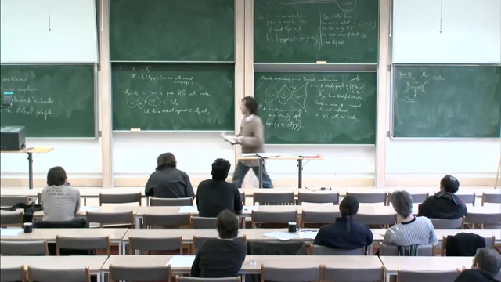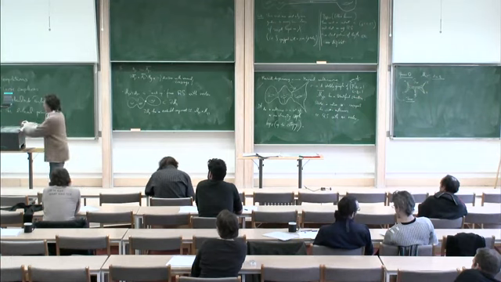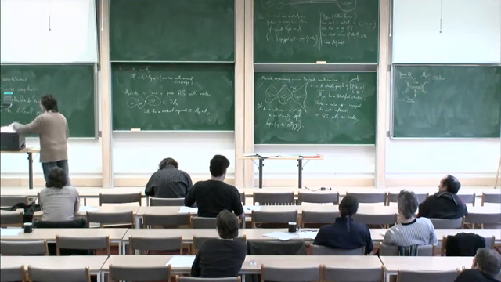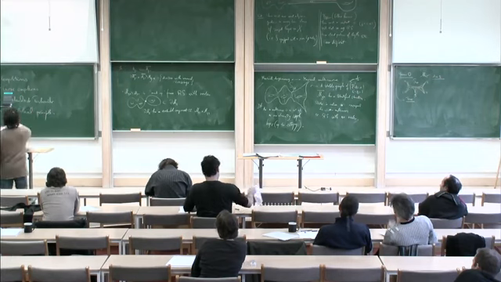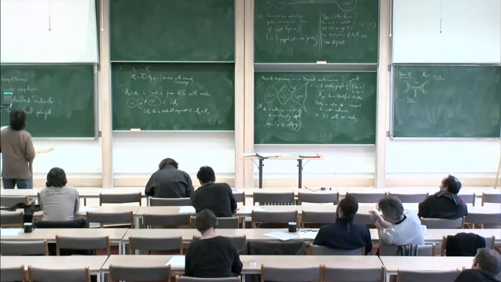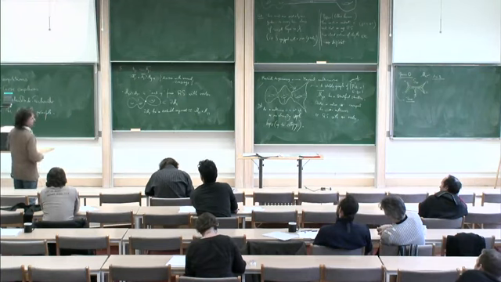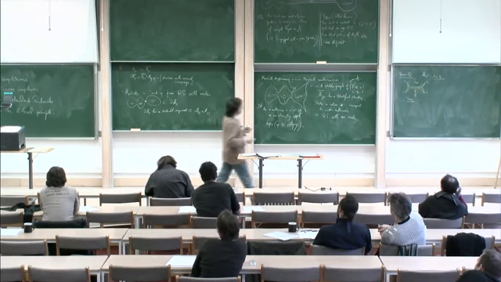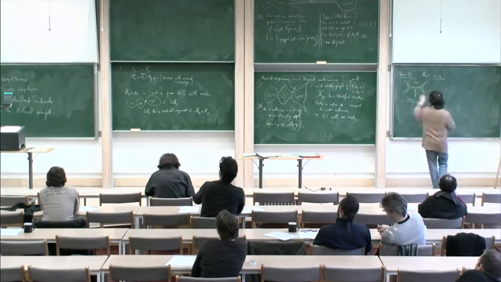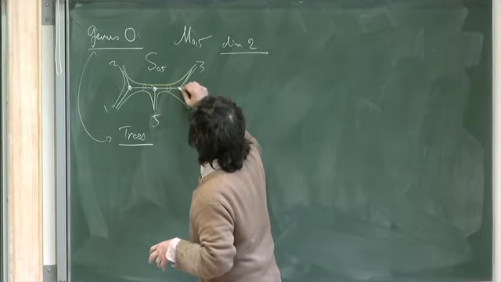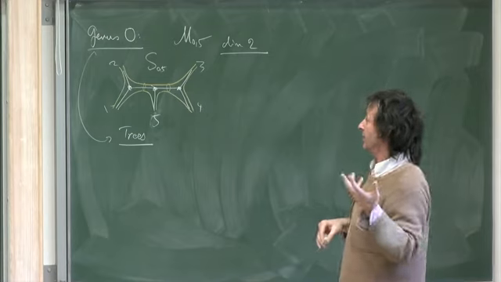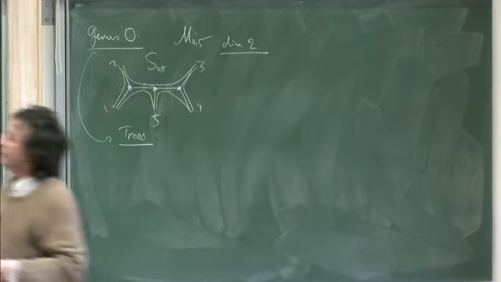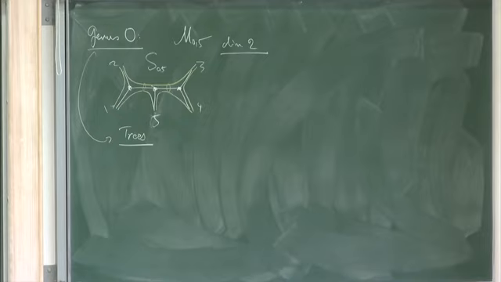So for genus 0 you have these trees. The number of internal edges is the dimension of the space. Any internal edge corresponds to one of these two here. So the internal edges give the dimension of the space. You have the multicurve with as many elements as the number of internal edges.